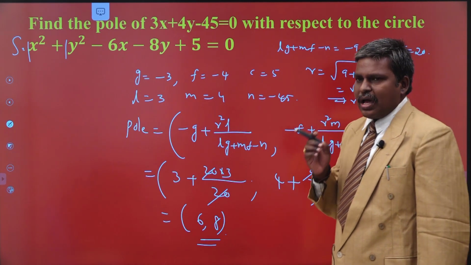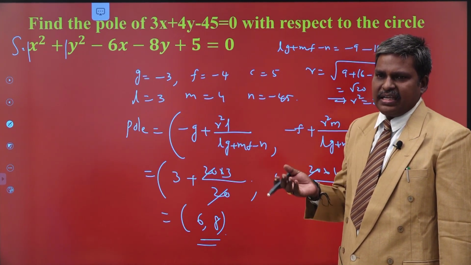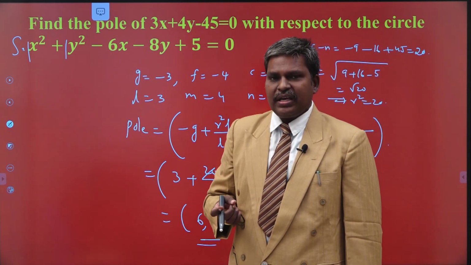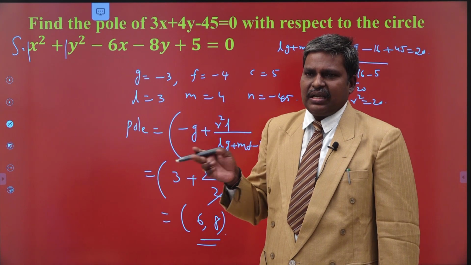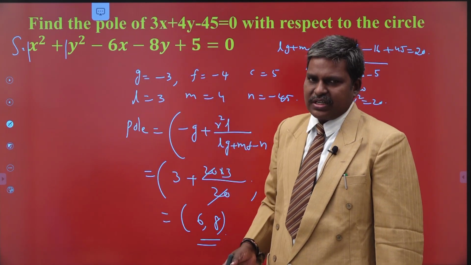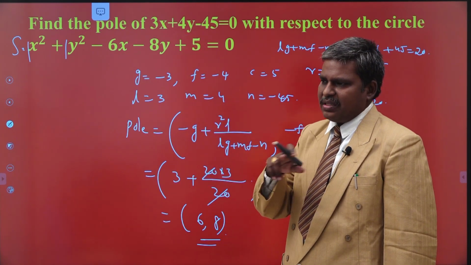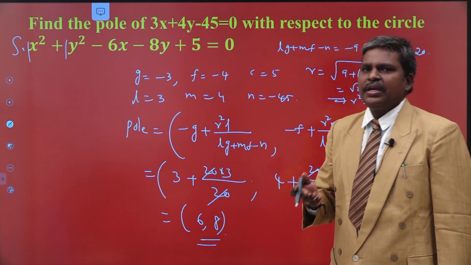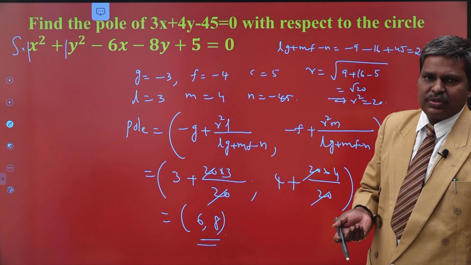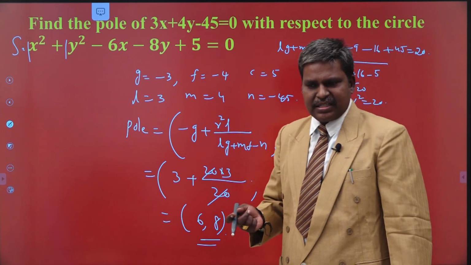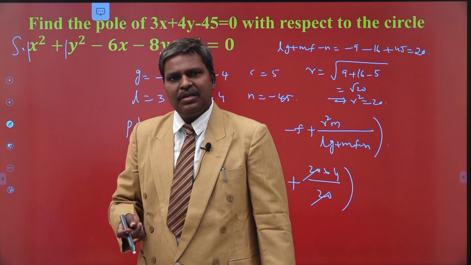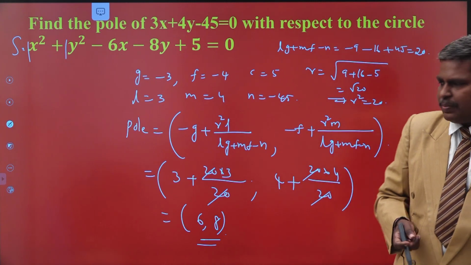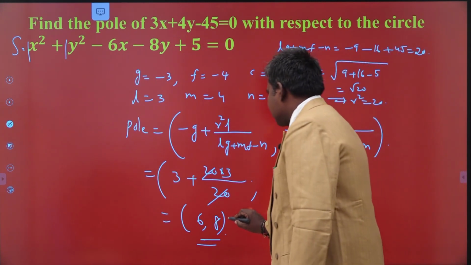Note that the polar of point P with respect to the circle is always perpendicular to the line joining CP. Your point is inside of the circle, your polar is completely outside of the circle, and CP is always perpendicular to your polar, because S1 equal to 0 is the line which is always perpendicular to the line joining CP, because the chord of contact is always perpendicular to the line joining CP. In the same manner, polar is also always perpendicular to the line joining CP. Understand? So your pole is (6, 8).